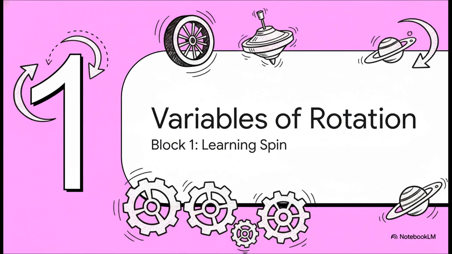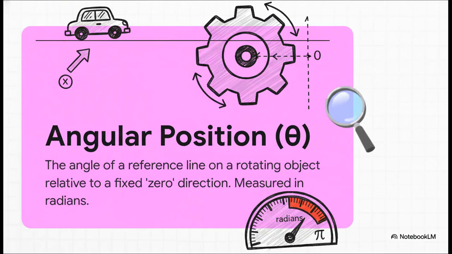All right, let's get into block 1, the variables of rotation. Before we can start using the equations, we've got to learn the lingo. If you're tracking something moving in a straight line, use this position x. Simple. For something that's spinning, we use its angular position, which we write with the Greek letter theta. It's really just the angle of some line we draw on the object compared to a fixed 0 point.